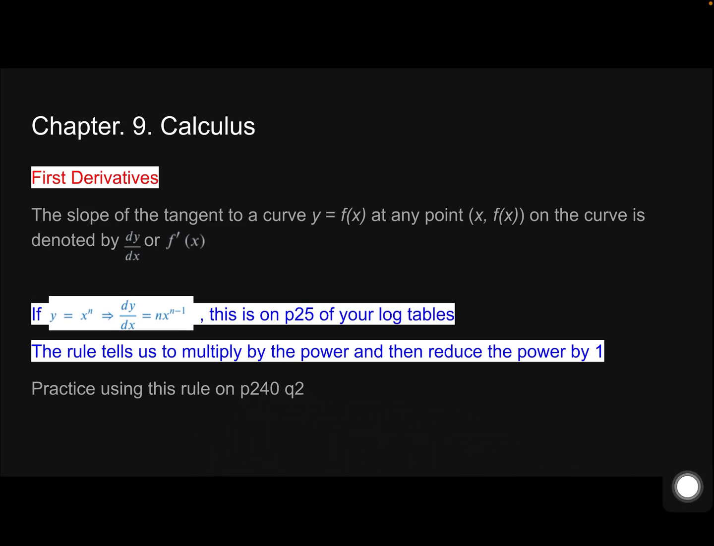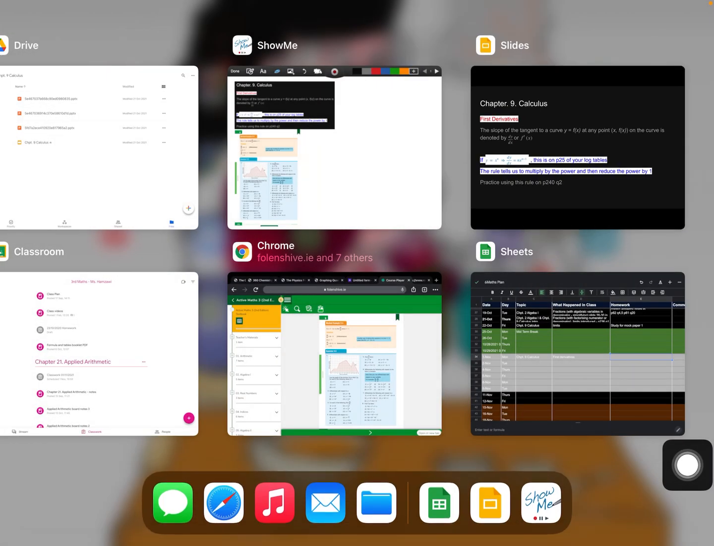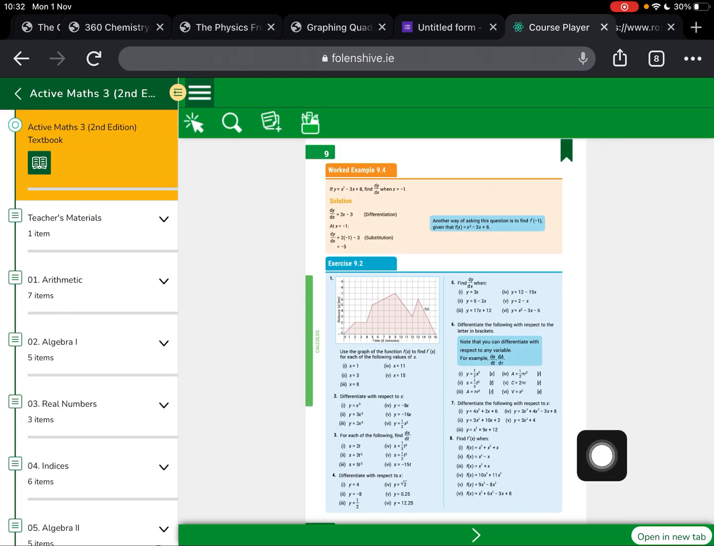Okay, so we're going to try this in question 2 on page 240. The reason why I wrote it out like this is because this is exactly how you'll see it on your log tables, page 25. Okay, so let's go to page 240 and try question 2. So question 2, part 1 says y equals x to the power of 3.